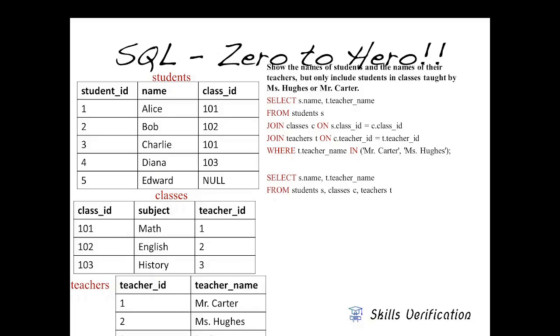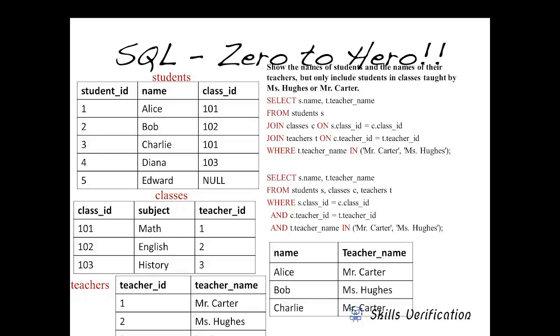So we write a where clause like this, where s.classID equals c.classID and c.teacherID equals t.teacherID. But then there is an additional filter, so we conclude by adding that just as we did for the explicit query. But we have already specified a where clause, so we continue by writing and t.teachername in Mr. Carter, Ms. Hughes. Both these queries will result in the same outcome.